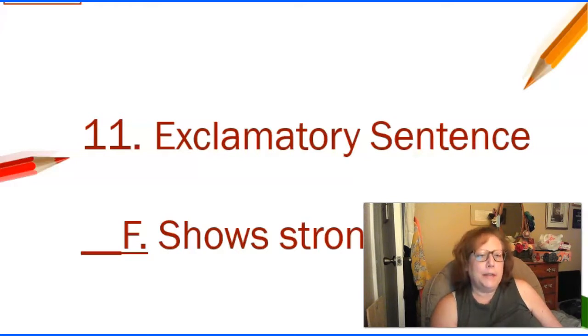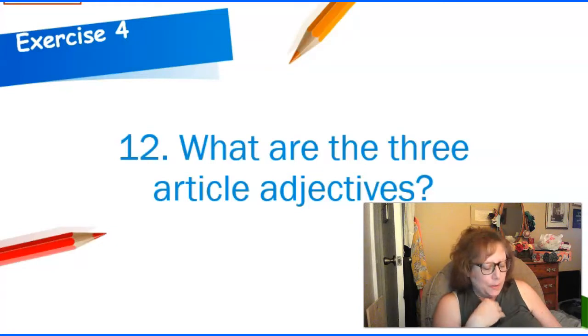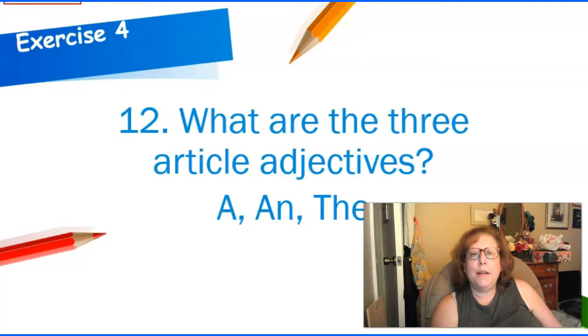Now I want to go down to the next section, which is exercise 4, and we're going to answer some questions. I want you to try to do them yourself first, and then I'll click onto the answer. So the first one is, what are the 3 article adjectives? I just referred to them in a previous slide. So I want you to hit pause, and write down the 3 article adjectives. Now if you've come back, then I assume you've written down a, an, and the.